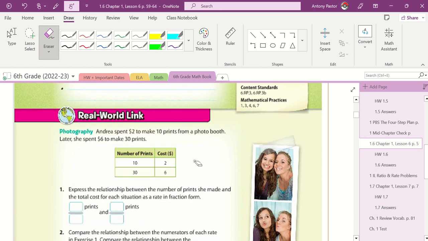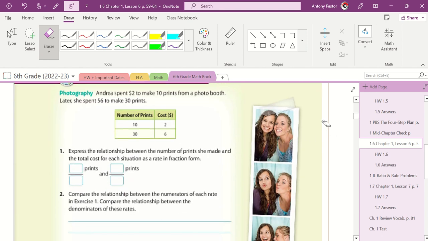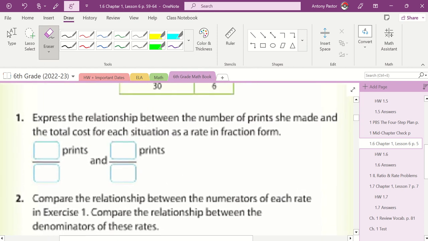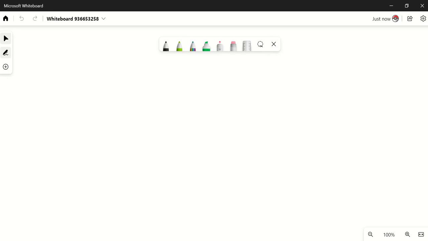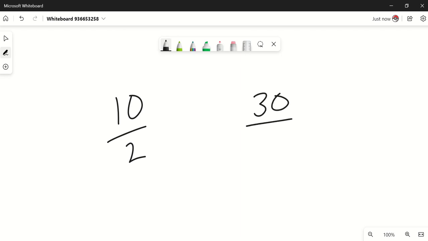Starting with our real world link, Andrea spent $2 to make 10 prints from a photo booth. Later, she spent $6 to make 30 prints. Express a relationship between the number of prints she made and the total cost for each situation as a rate in fraction form. So she bought 10 prints first, and she spent a total of $2. Later, she bought 30 prints, and it cost her $6. We're going to go ahead and compare these ratios: 10 to 2 and 30 to 6.